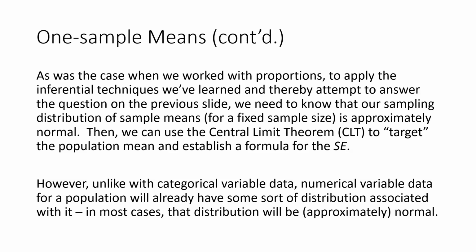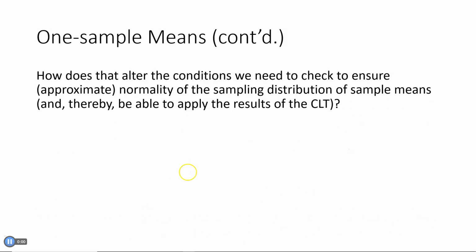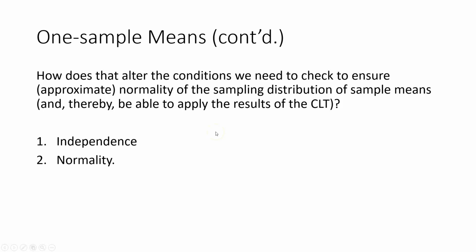However, unlike with categorical variable data, numerical variable data for a population will already have some sort of distribution associated with it. In most cases, that distribution will be approximately normal. So, how does that alter the conditions we need to check to ensure approximate normality of the sampling distribution of sample means, and thereby be able to apply the results of the central limit theorem? Well, we still have two conditions that we need to check for, independence and normality.